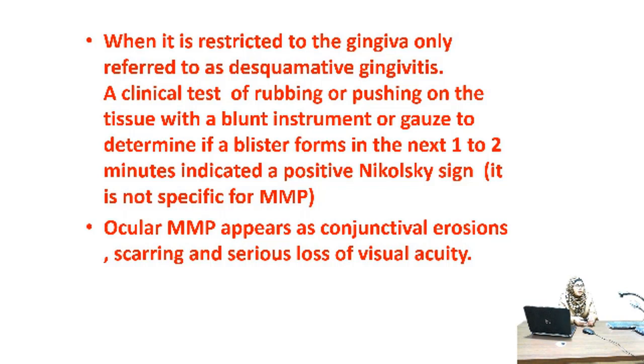Here there will be formation of a blister within 1 to 2 minutes, but this is not specific for mucous membrane pemphigoid. Another immunological disease may also have a positive Nikolsky sign. Ocular mucous membrane pemphigoid appears as conjunctival erosion and scarring, and serious loss of vision may occur as a complication of ocular mucous membrane pemphigoid.